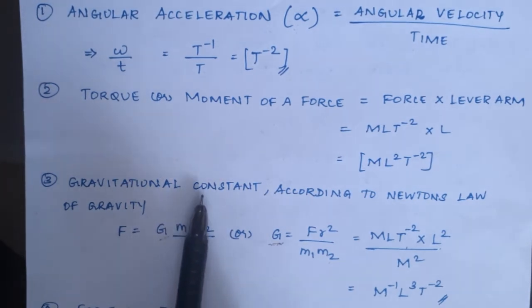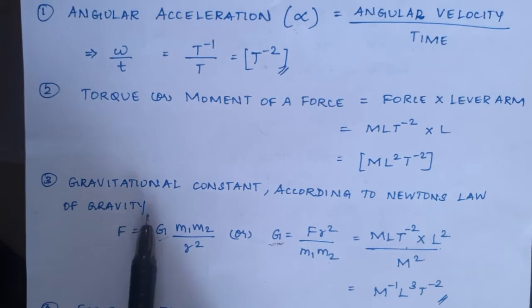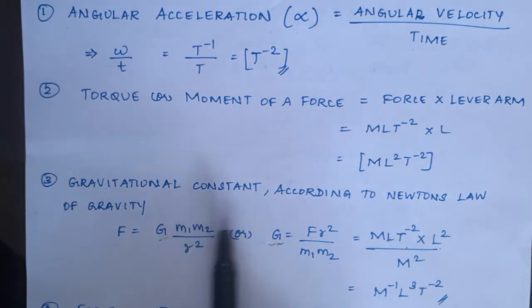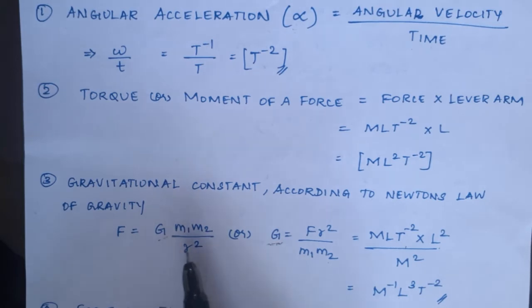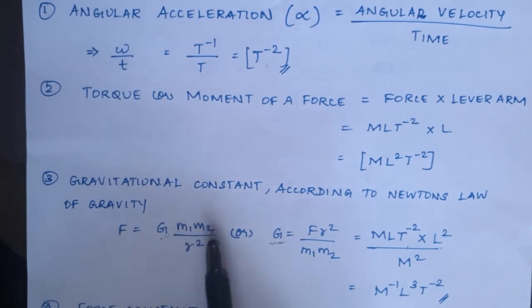So, what is gravitational constant? According to Newton's universal law of gravity, between two masses there is some force. Each and every body in the universe attracts every other body with a force which is directly proportional to the product of their masses and inversely proportional to the square of the distance between them. Here m1 and m2 are two masses separated by distance r. The force between these two masses is directly proportional to their product and inversely proportional to the square of the distance between them.